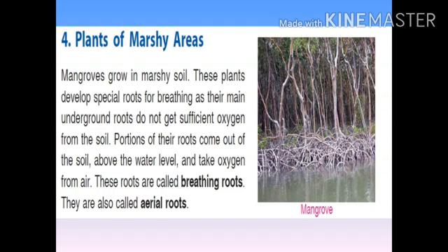Look at the picture. Here is a mangrove tree, and we have already discussed the mangrove plant in chapter 2, Roots. These plants have special roots. They are called breathing roots because its main roots do not get sufficient oxygen from the soil. So it has some special roots that come out from the soil above the water level and take oxygen from the air.